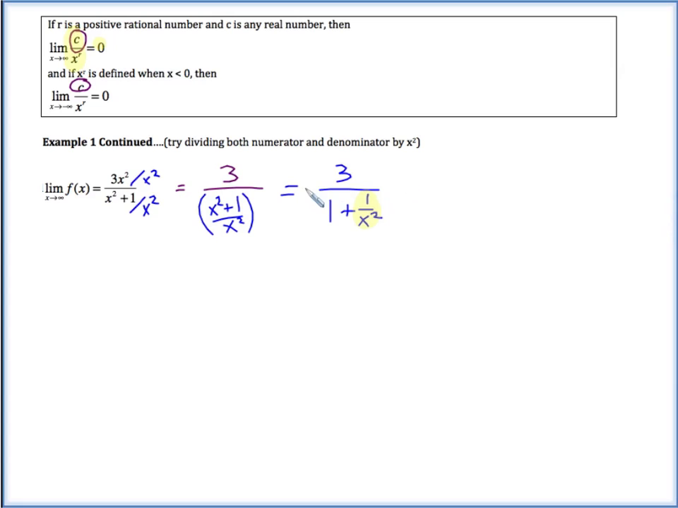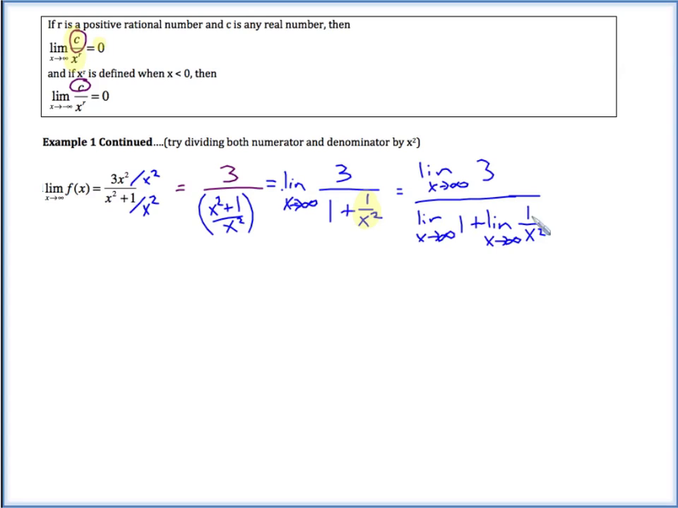So I guess let me rewrite this with the limit in front. It's easy to get lazy and not put this, but that's what we're looking for, the limit as x approaches infinity. We would get the limit as x approaches infinity of 3 over the limit as x approaches infinity of 1 plus the limit as x approaches infinity of 1 over x squared. So we know we can do that with our limits.